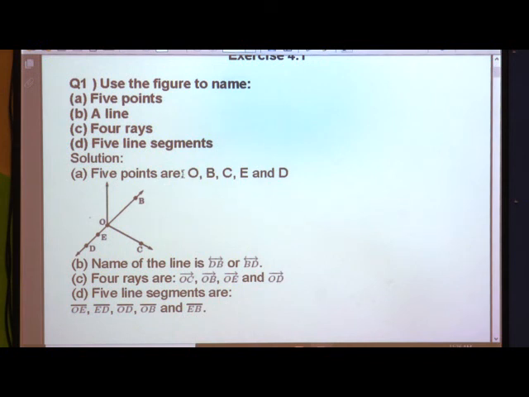The 5 points are, you can see that we have seen already about a point. A point is nothing but a dot. Can you tell me where the dots are given here? Yes, O is a dot, B is a dot, C is a dot, E is a dot and D is a dot. While writing, we can write it as 5 points on the figure are point O, point B, point C, point E and point D. Okay. So, these are the 5 points given on the figure.